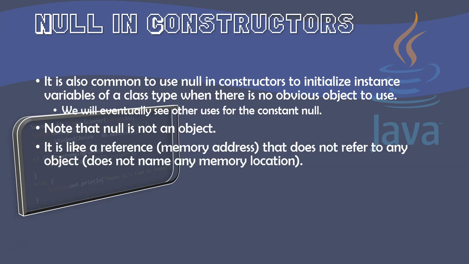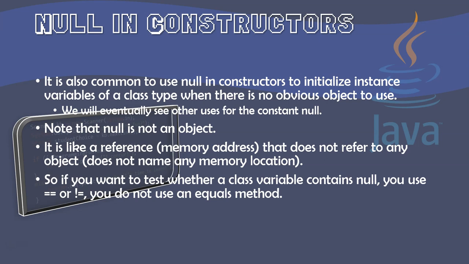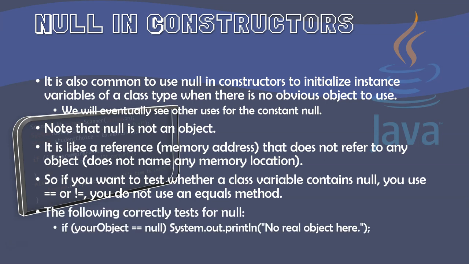The best way to think about null is that it is a reference or a memory address that doesn't refer to any object, or in fact doesn't name any memory location. You're not pointing to any spot in your memory for this. So if you want to test whether a class variable contains null, you can use equals equals or not equals. You're not going to use the equals method, because remember, it doesn't have a memory location, and because we're not looking at a memory location, we use equals equals or not equals to see if that is the case. So if we want to see that with some code, let's say if yourObject equals equals null, print line, no real object here. That's a way for us to test to see if something is null.